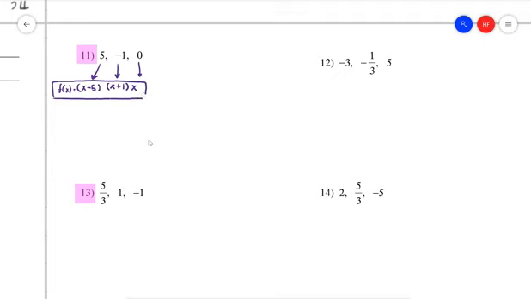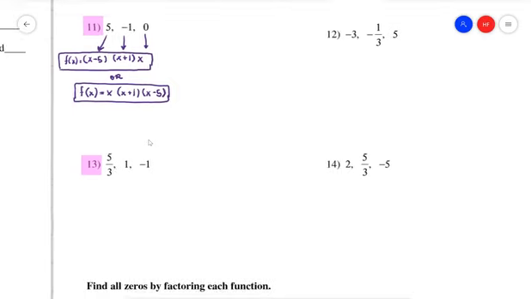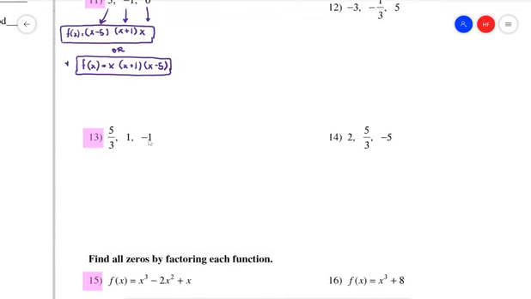A lot of times you'll see the x written in the front, so you want to rewrite it and say x times x plus 1 times x minus 5, or x minus 5, x plus 1. It doesn't matter. Remember, order doesn't matter when we multiply, but most of the time you will see it like this, with the x in the front, since it's by itself.